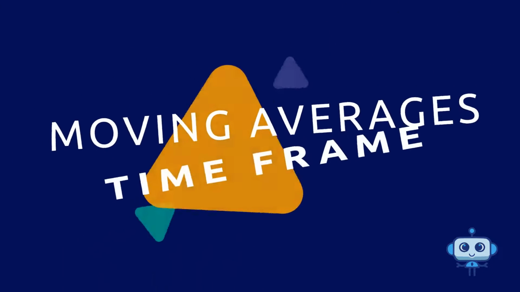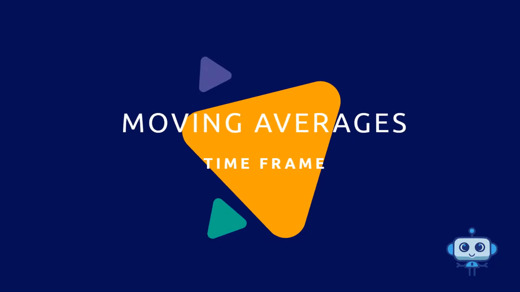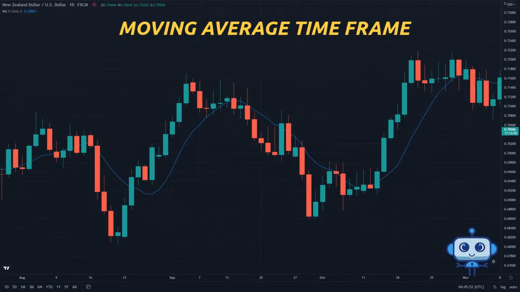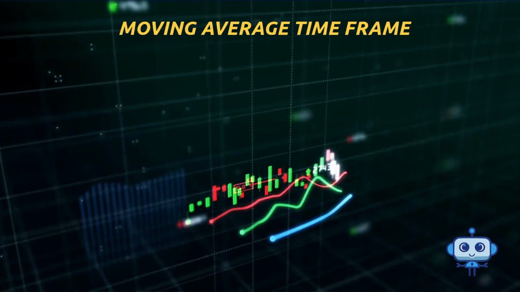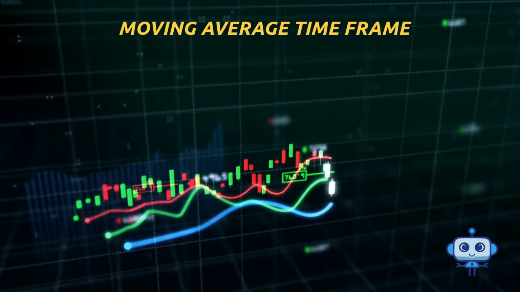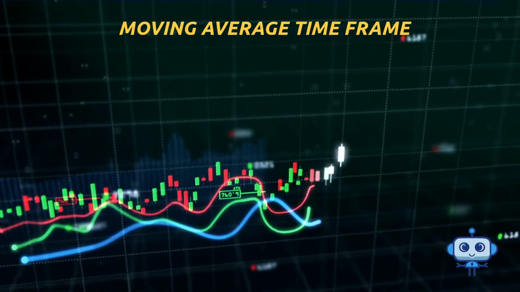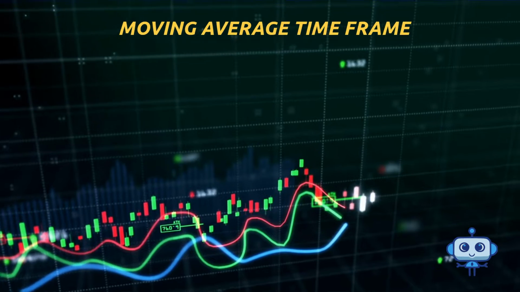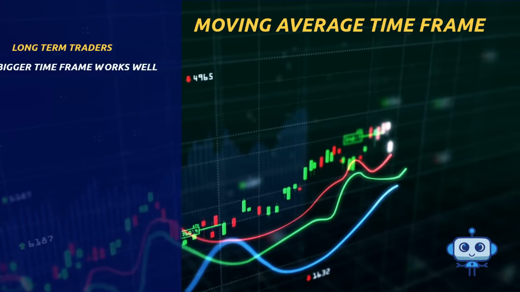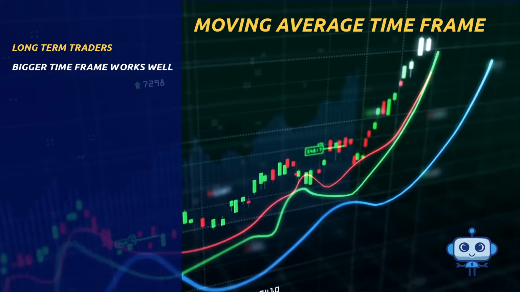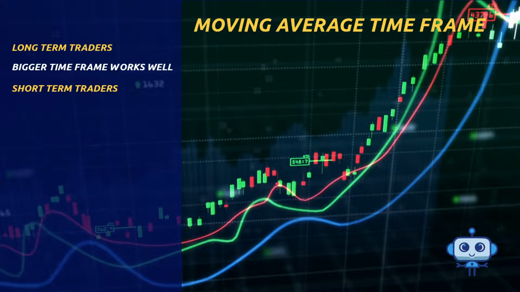Moving average time frame. To analyze the market using the moving average, you have to decide on a time frame. The time frame largely depends on your trading approach. For example, if you are a long-term trader, you need to select a longer time frame, and if you are a short-term trader, then a smaller time frame may also work for you.